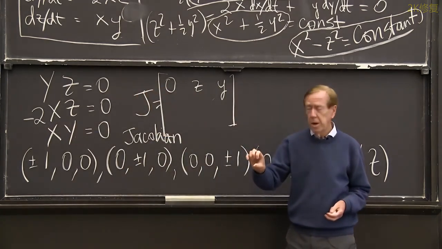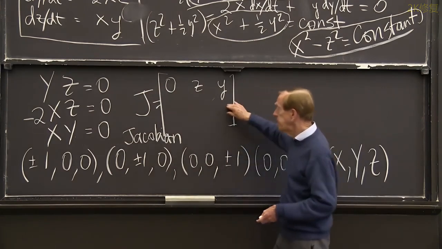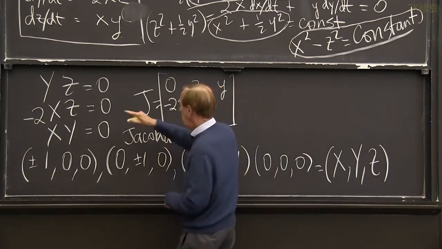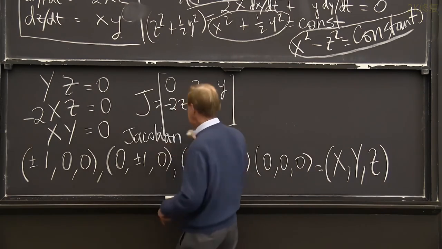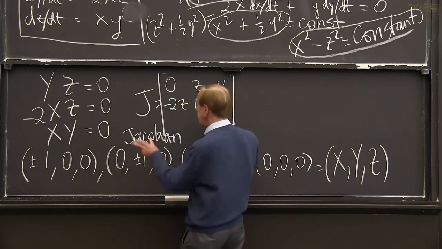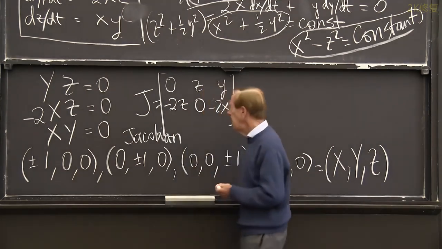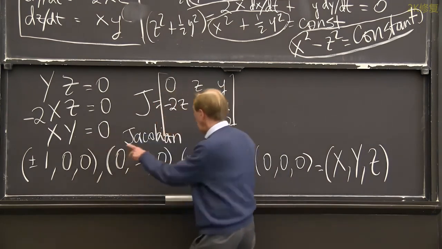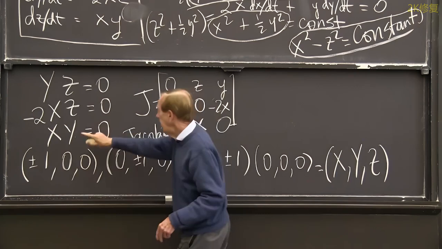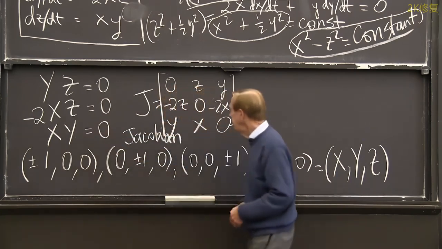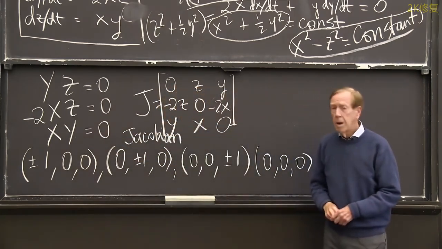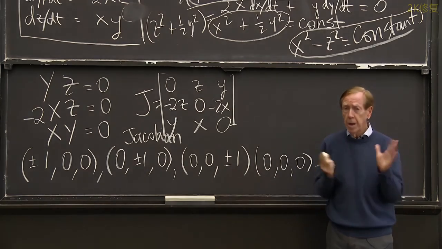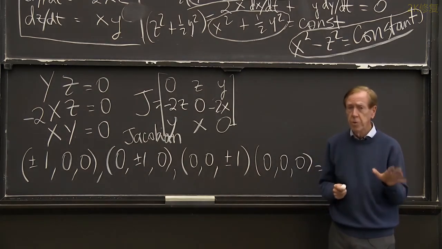What about the partial derivatives of the second equation? They will go into this row. The x derivative is -2z, the y derivative is 0, and the z derivative is -2x. And for the third one, the z derivative is 0, the y derivative is x, and the x derivative is y. I've found the 3 by 3 matrix with the 9 partial first derivatives.